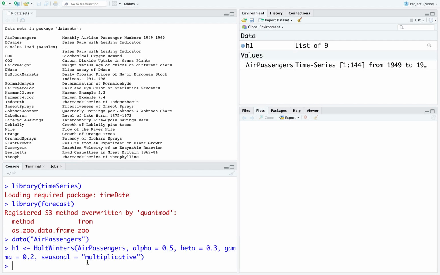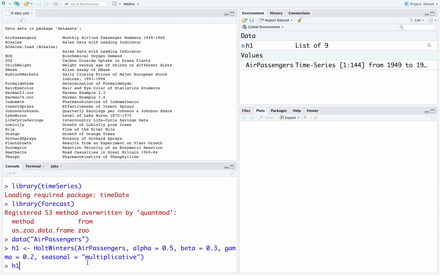How did I know these values? These are just reasonable guesses, right. 50% for the actual data value alpha, 30% for the trend component, 20% for the seasonal component, 0.5, 0.3, 0.2, and the seasonal I have chosen as multiplicative instead of additive, because in the STL plot that we saw, the seasonal component was getting amplified, getting magnified over time in the air passenger data. So, there is probably a multiplicative effect.